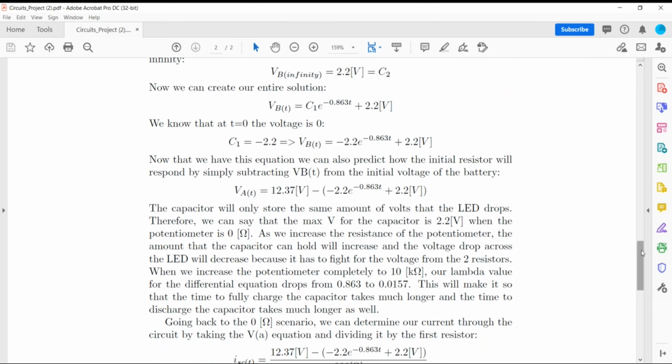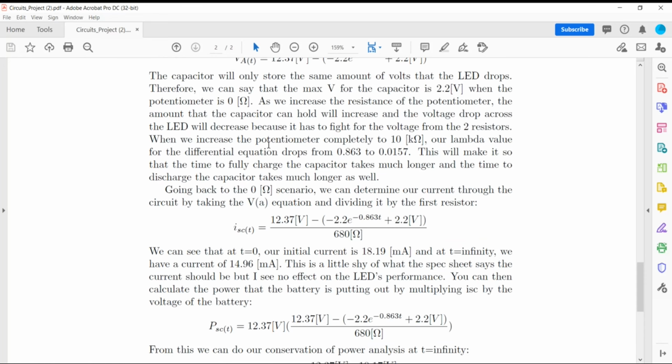This entire analysis was done with the assumption that the potentiometer is at 0 ohms. When we increase the potentiometer completely to the 10 kiloohms, the lambda value for the differential equation drops from 0.863 to 0.0157. What this does is it increases the time to fully charge the capacitor, but it also takes much longer for it to discharge as well.